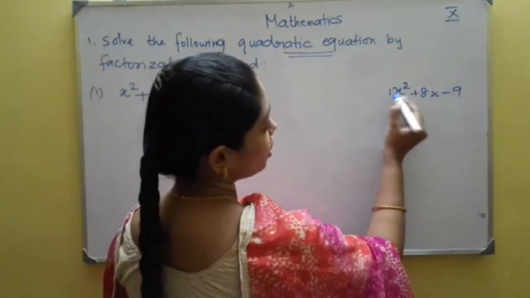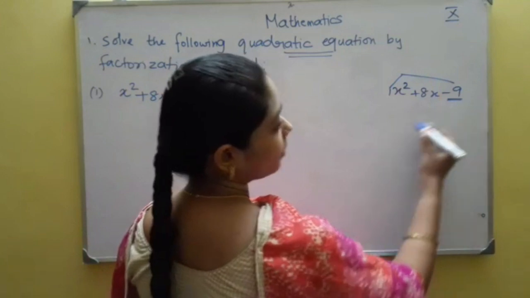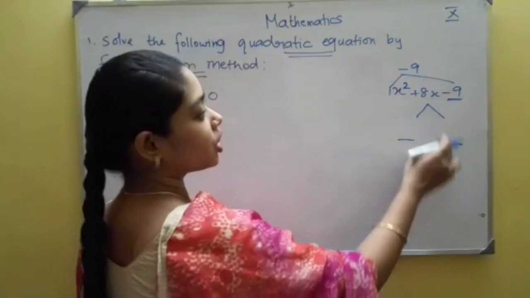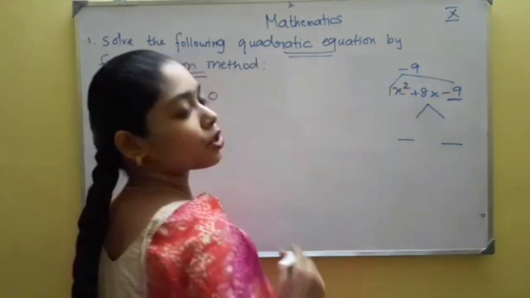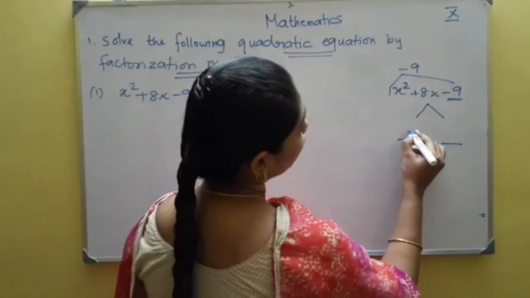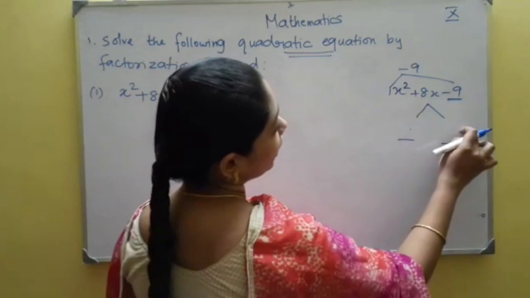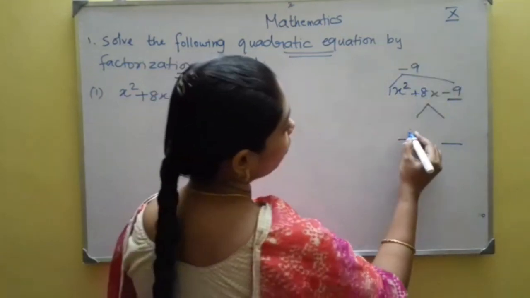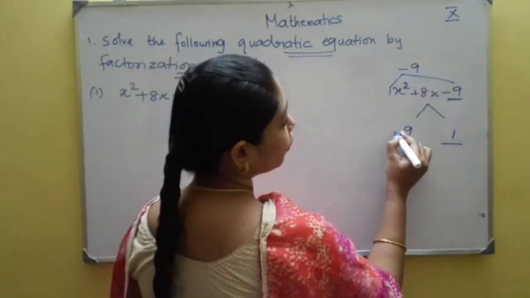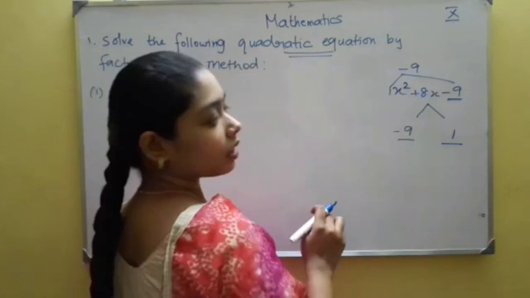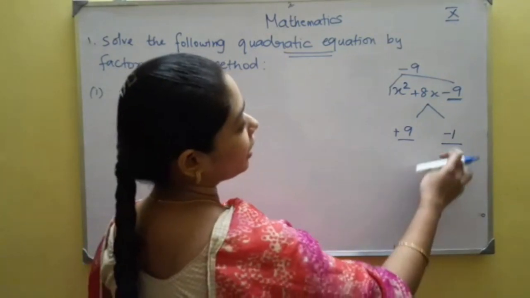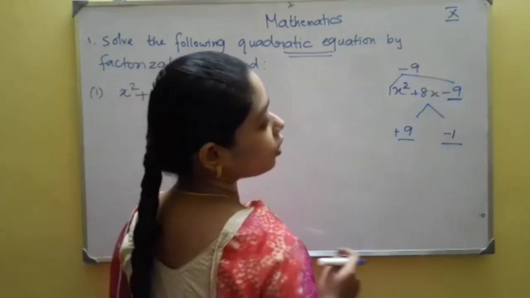What is the x² coefficient? It is 1. 1 into the constant term, which is −9, gives −9. You want to find two numbers whose addition gives 8 and whose multiplication gives −9. 9 ones are 9, but where are you supposed to put the negative sign? If you put the negative sign here, you will get −8. So this is positive, and put the negative sign for the smaller number. 9 into −1 is −9, and 9 minus 1 gives you 8.